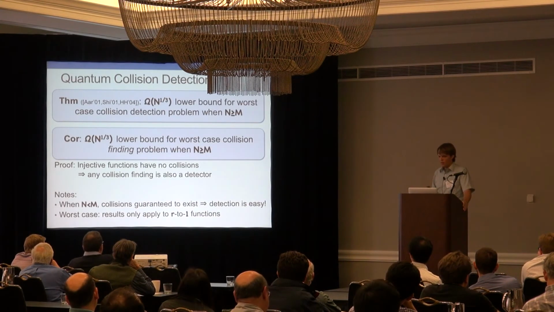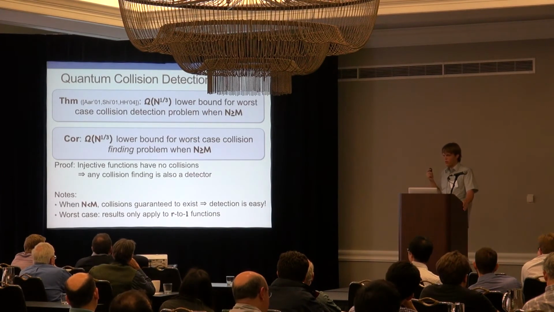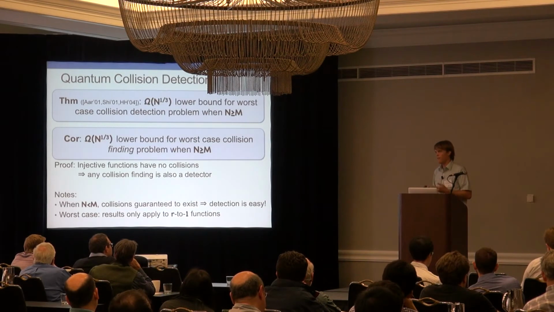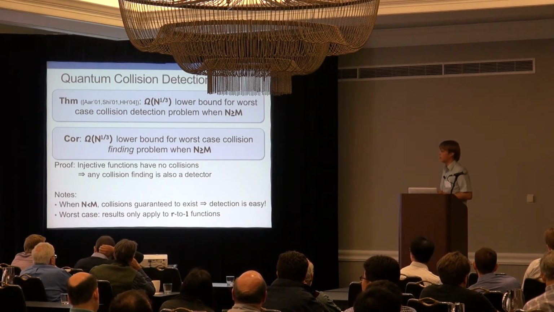Okay, but in crypto we want average case, and as I also said earlier on, we want to consider the collision problem for functions that are very, very compressing, because that is the interesting case in crypto.